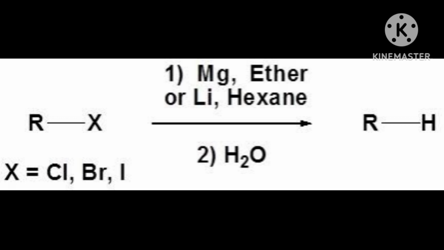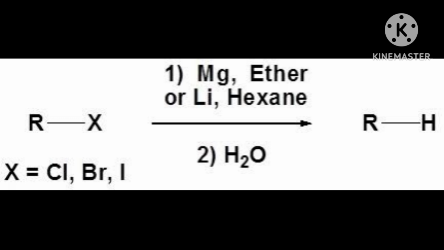RMgX is referred to as Grignard reagent. What is the Grignard reagent? Always you remember RMgX. Mg is metal, you know. R is the alkyl group. X is halide. Then always you remember, RMgX means Grignard reagent in general.